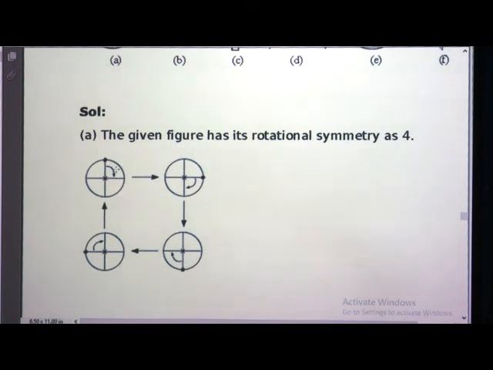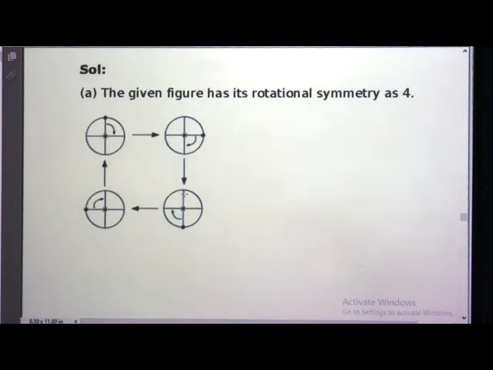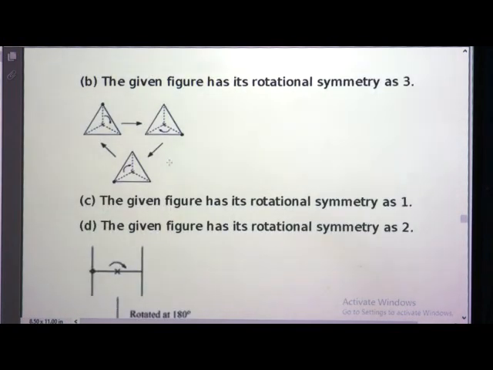This quarter we take at 90 one time, another time 90, a third time 90, and the fourth time 90. Then after this completion, again we have the original position. So, there are 4 rotational symmetries. This was a circle, very easy.